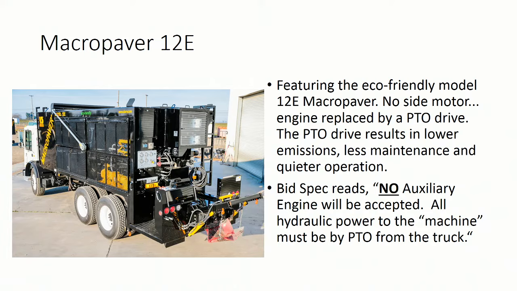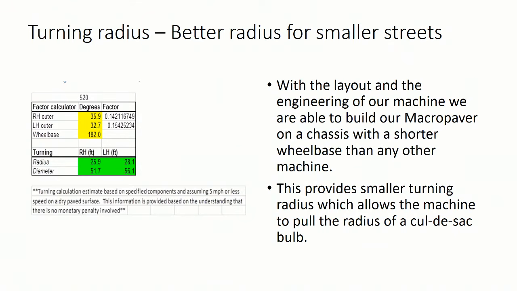Can a setback front axle machine do a cul-de-sac? It can do several cul-de-sacs, but the smallest cul-de-sacs it can't, and the cab over with the tightest turn radius can. And we've got the specs for the Peterbilt chassis on the turn radius right here. This is from the beginning of the macro paver.